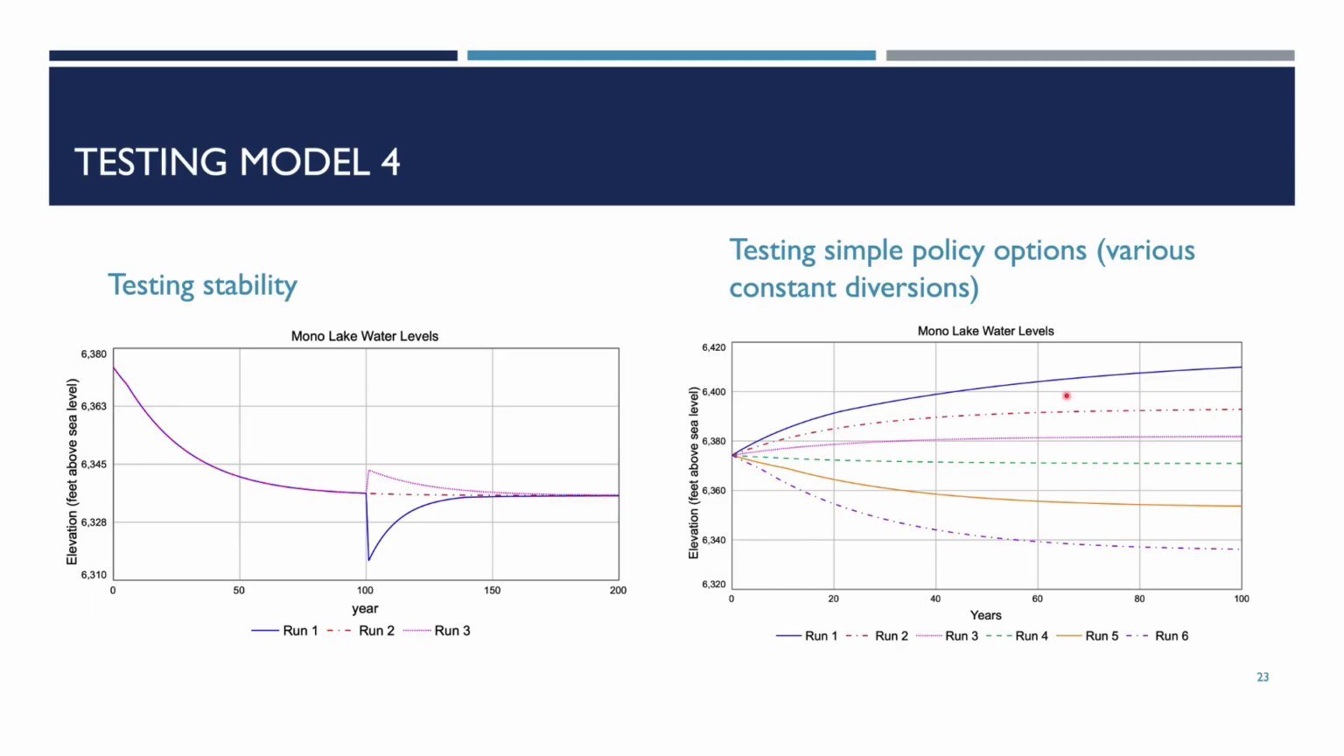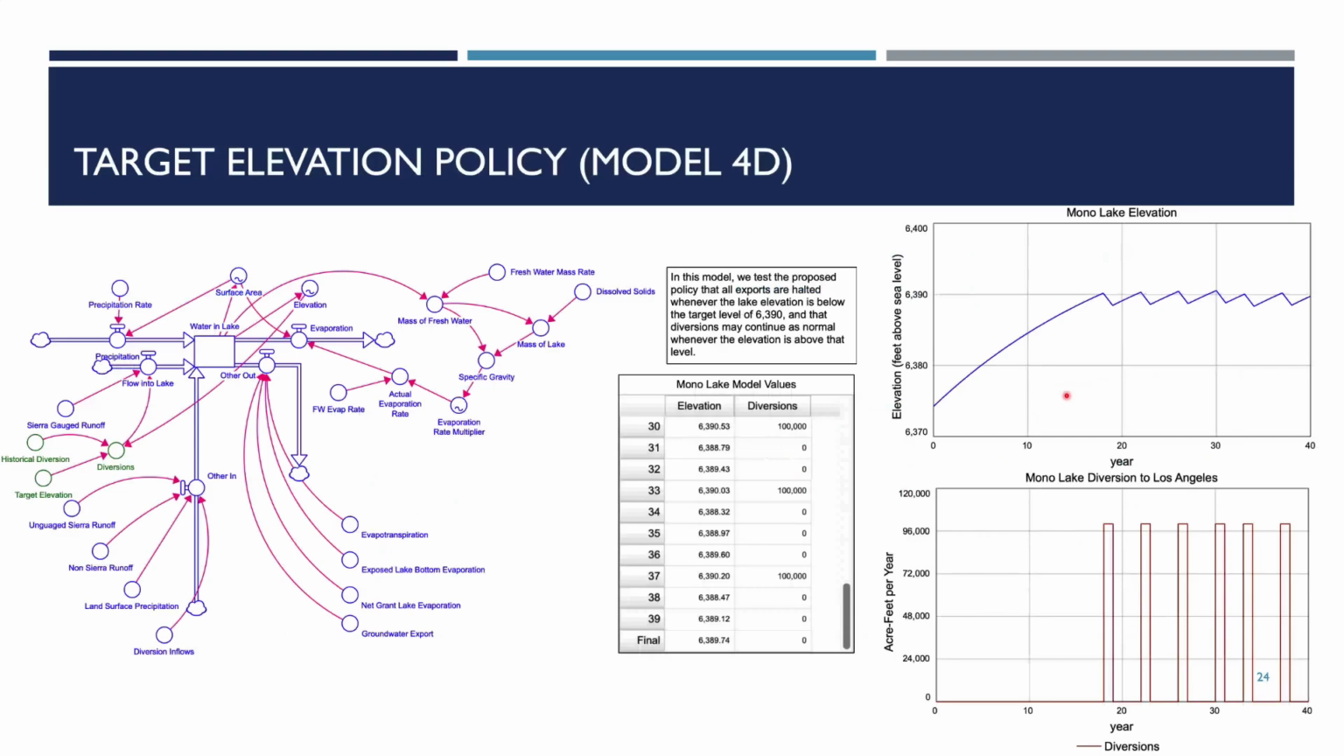And so recall that the goal of the Water Resources Control Board was for the lake to recover to 6392. And one suggestion was a policy that had no diversions allowed at all until the lake reached 6390, and above that level, LA could take its customary 100,000 acre feet. So this is kind of an all or nothing policy. So we just model that in here. We come into diversions, and we just do an if-then statement relating elevation to the target elevation, and whether there's zero or the historical diversion takes place as diversions.